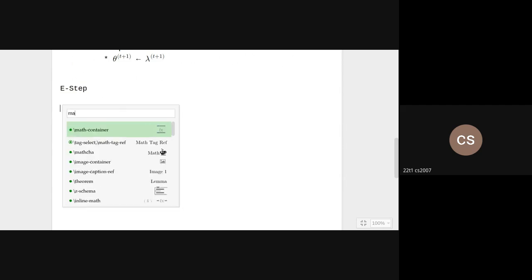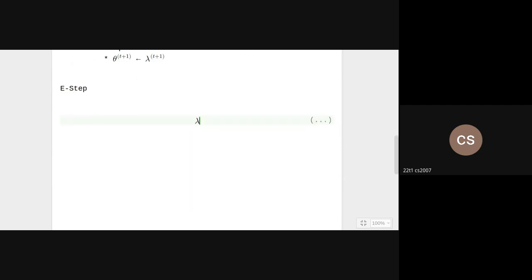What is the E step? So the E step is I need to estimate lambda ik. What is that? That is nothing but, in terms of probability, what is the probability that the ith data point goes to the kth cluster? So this is what lambda ik is. What is the probability that xi goes to cluster k?